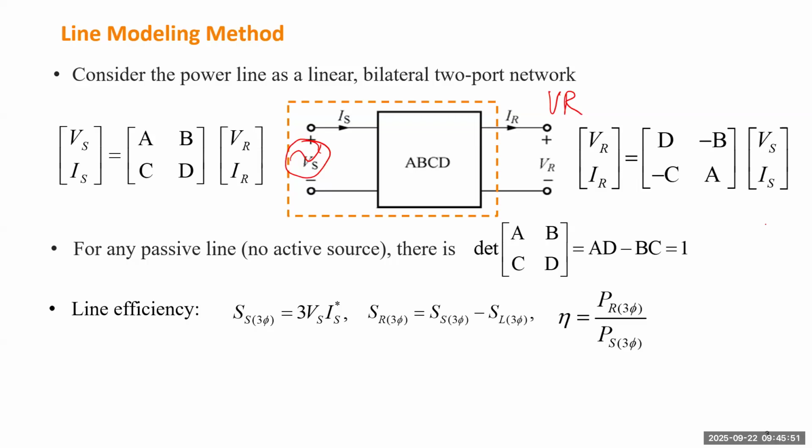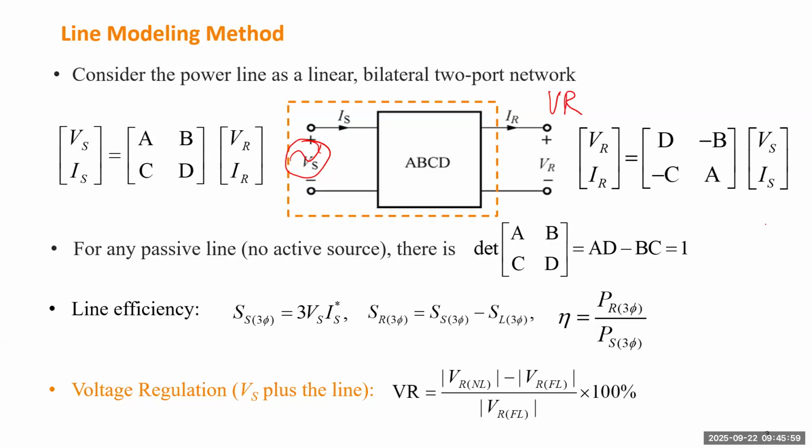It's possible in an AC system that VR may be higher than VS. That can happen. If that's the case, the VR can be negative. So based on the definition, VR will be the no load voltage minus the full load voltage, divided by the full load voltage. Okay, so we will follow those steps for each line model. Any questions?